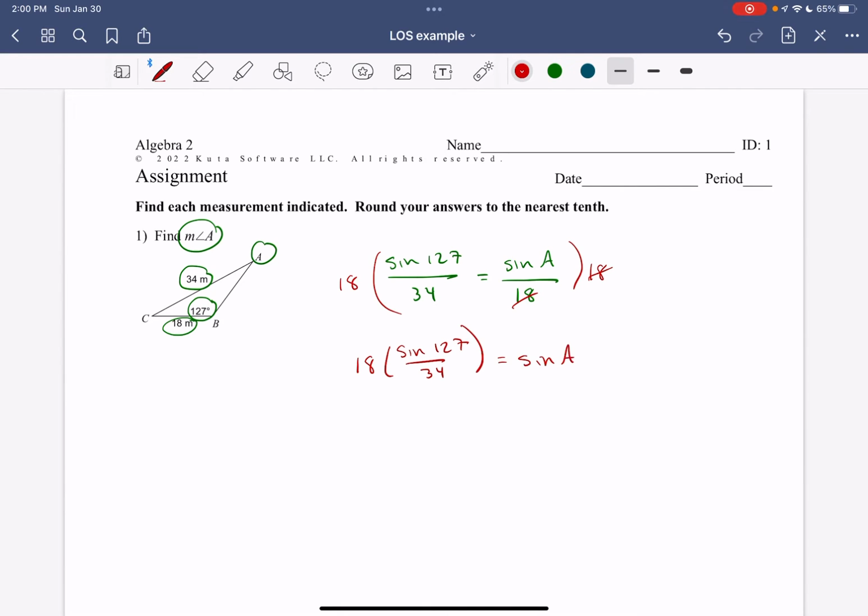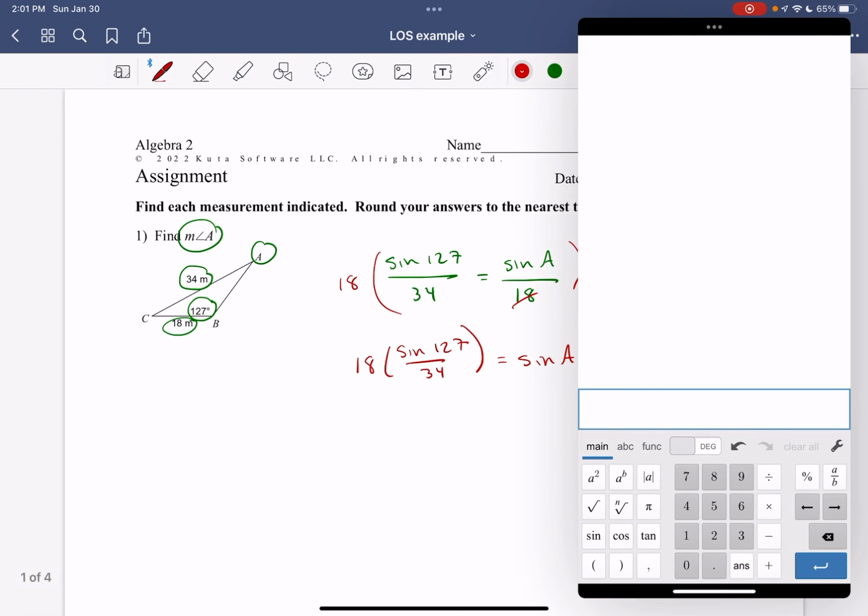I think I'll go ahead and get my calculator and get an approximation for that left-hand side. I'm going to give you a calculator tip here, a possible error to avoid. So I'm going to start with 18 times the sine of 127. Now, even on your TI, notice when you type in sine, it gives you a parenthesis. When I put in this 127, I've got to close that parenthesis before I do divided by 34. If I don't do that, then it thinks I want to do the sine of 127 divided by 34, and that is not the same thing at all.